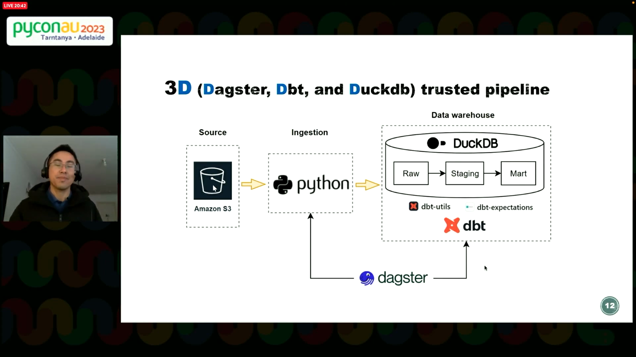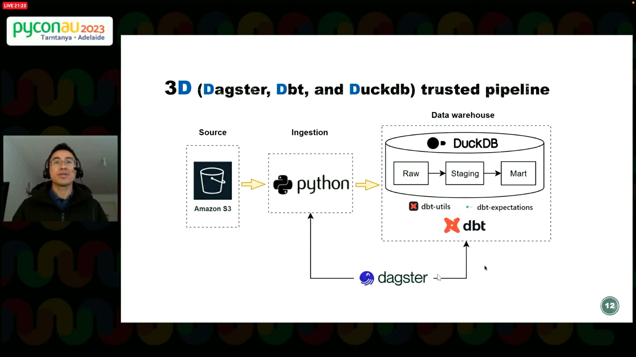So in this workshop, we're going to build a small demo. For ingestion, we will use Python to move the data from Amazon S3 to a local folder, and from there we import into a DuckDB database, and then we will use dbt to transform the raw data to the staging layer and then to the mart layer. Inside this, we will use dbt-utils and dbt-expectations, which are two dbt packages used for testing our data quality. In addition to that, we have Dagster here for data orchestration.